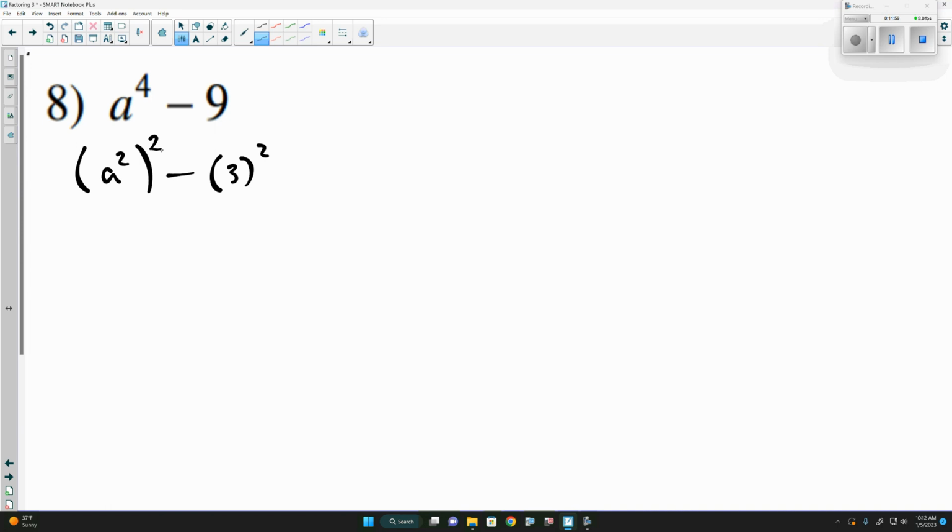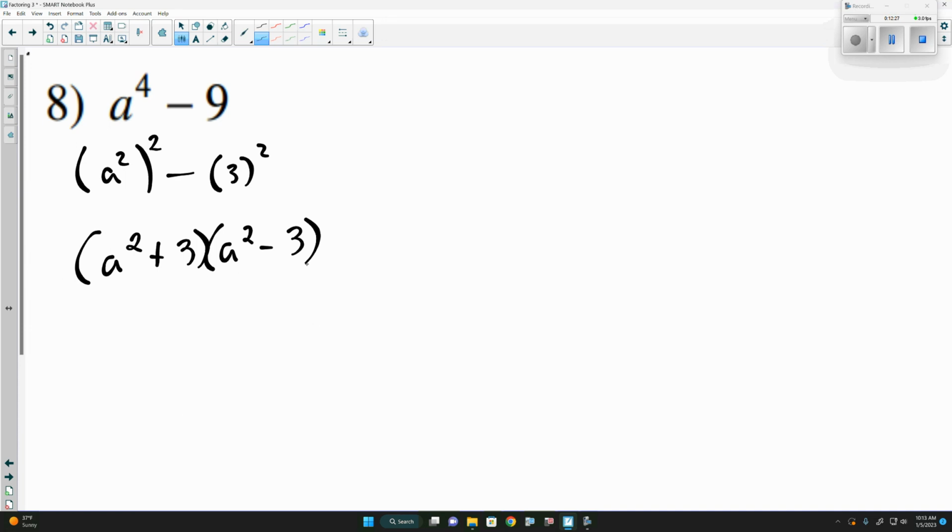Powers of powers multiply, so 2 times 2 is 4. So a squared times a squared is a to the fourth. So it's still a difference of perfect squares, yes? So here we can say this is a squared plus 3 times a squared minus 3. And we get this here.